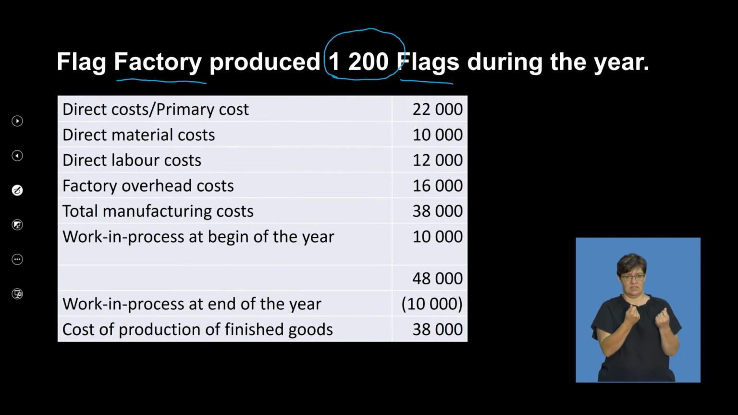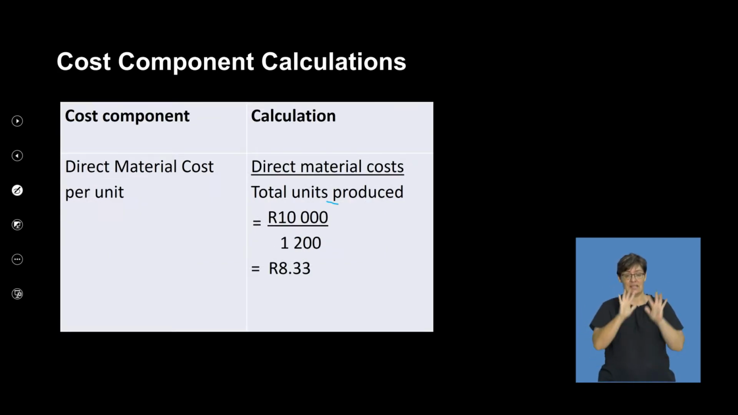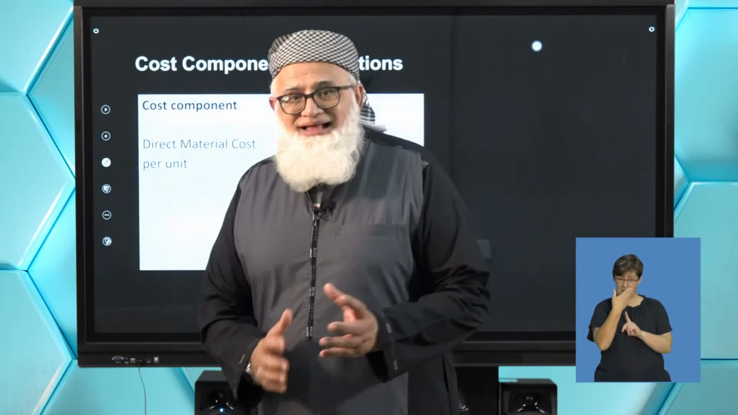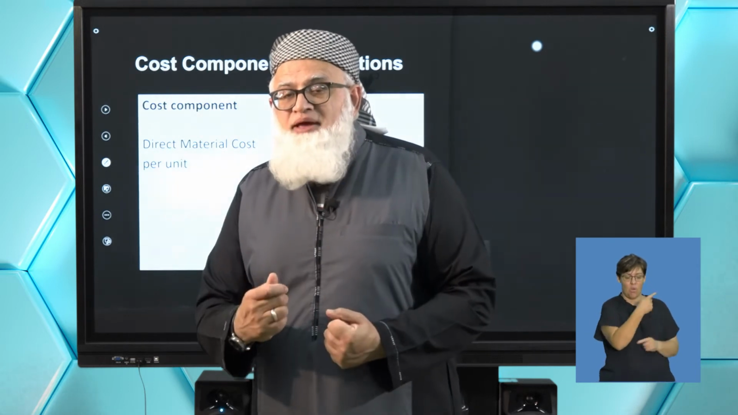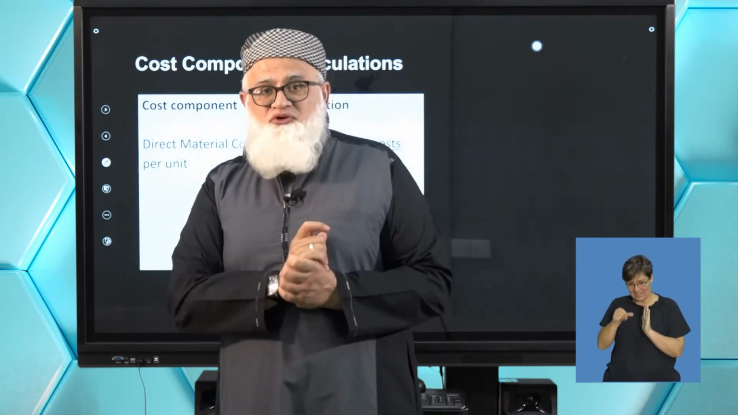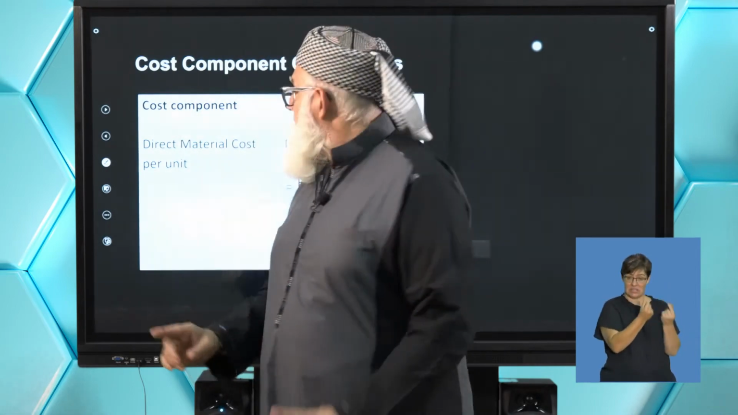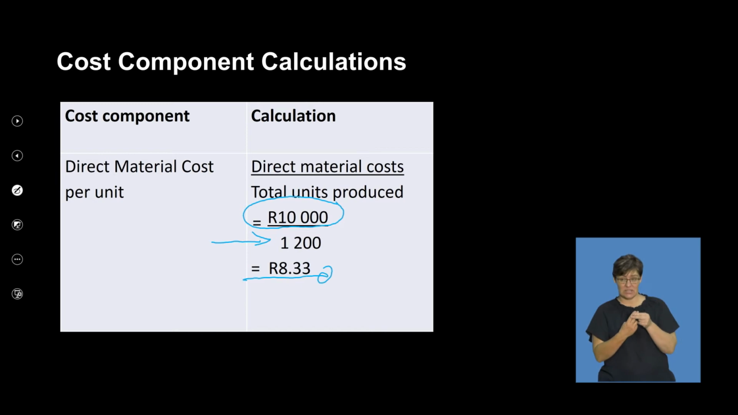So all that we do is we go to our direct material cost, which was 10,000 Rand. Firstly, the indicator is direct material cost over total number of units produced. As you can see, I've shown you the direct material cost was 10,000 Rand. We produced 1,200 items to give me a value of 8 Rand and 33 cents. In other words, what amount of material went into making 1 flag? And that's the important part. So, direct material cost per unit would be 8 Rand 33.